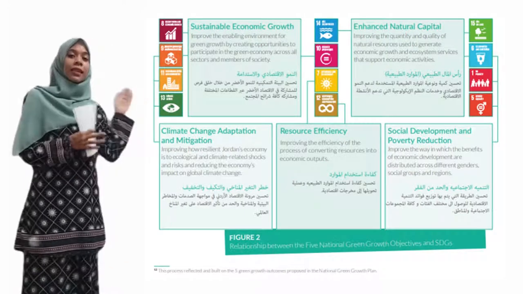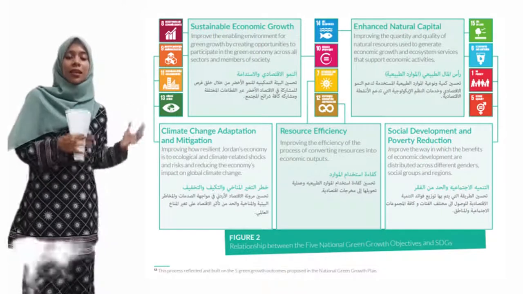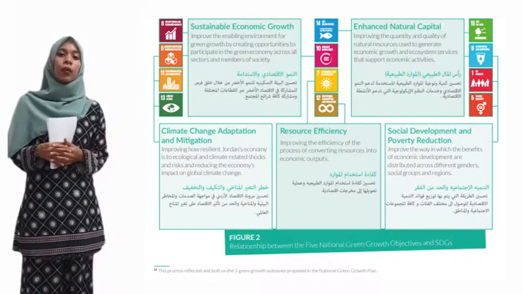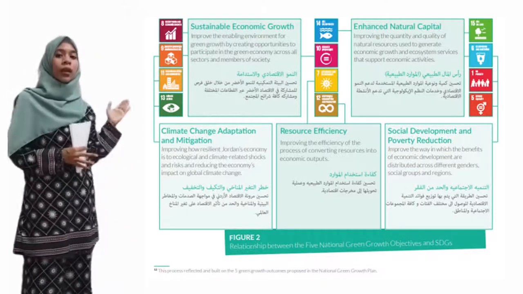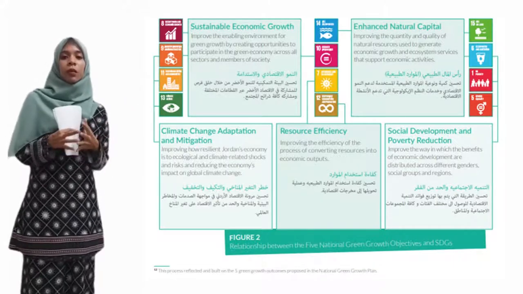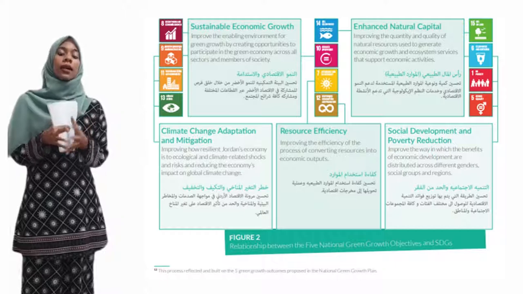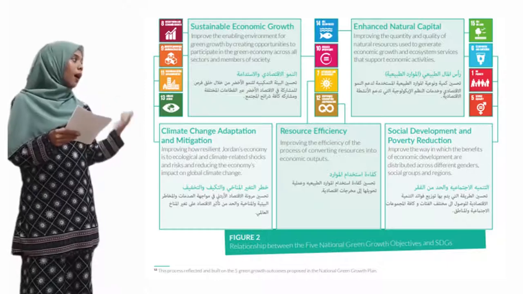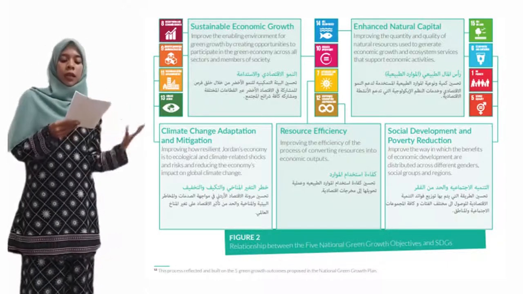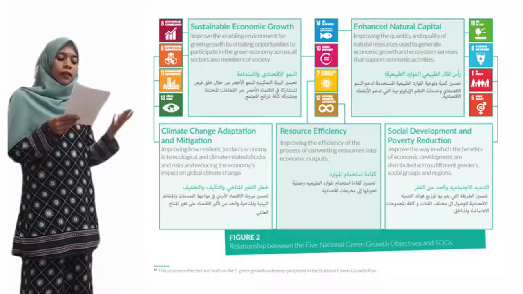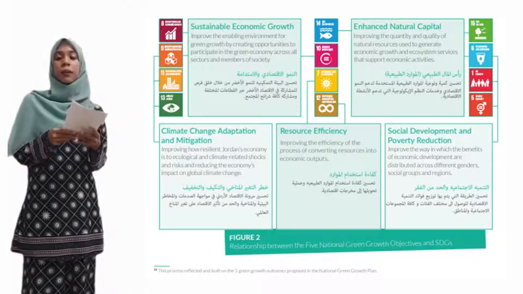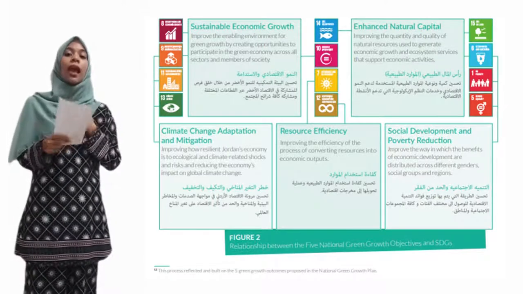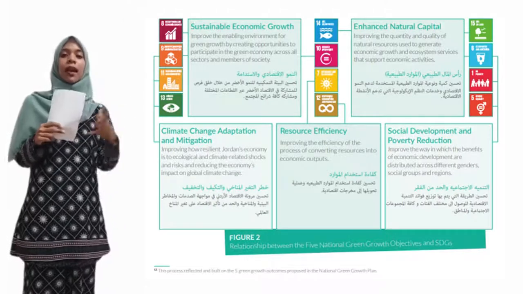Alright, let me tell you. This figure is telling you the relationship between 5 national green growth objectives with SDG. As you know, we have 17 SDG, and this figure will show you the relationship between all SDG and 5 national green growth objectives. So number one is sustainable green growth, and then enhanced national capital, and then climate change adaptation and mitigation. Next is resources efficiency and social development and poverty reduction. However, I will only focus on the SDG that we will discuss, which is SDG 6.